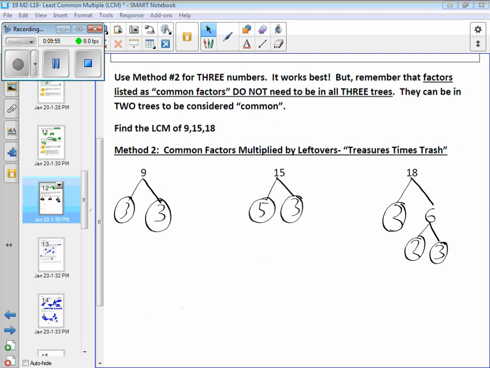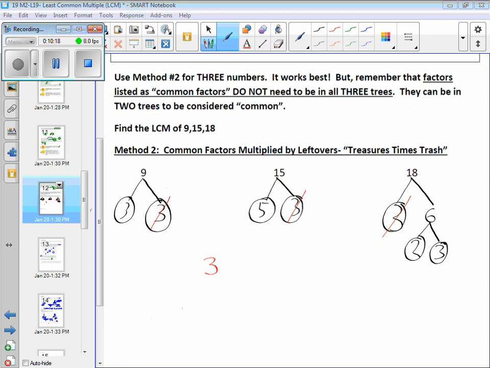I need a number that you see in all 3. Lauren, I'm going to cross it out. In all three trees, how many times do I list it? Still only once. Anything else in all three? Agreed, none, right?